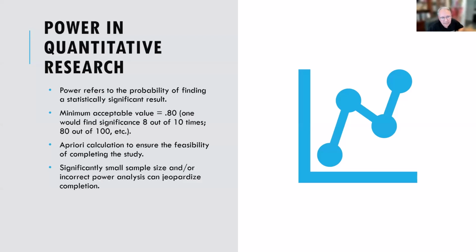Power is calculated a priori. A priori means before we do the study. So it's estimated based on the literature. It may be done with a pilot study, but it's used to determine the appropriate sample size. If the sample size is too small, you may have the incorrect power and it may cause you to not have a statistical finding. So when you hear the term, the study was not powered to answer that question, that's code for the sample size wasn't large enough.